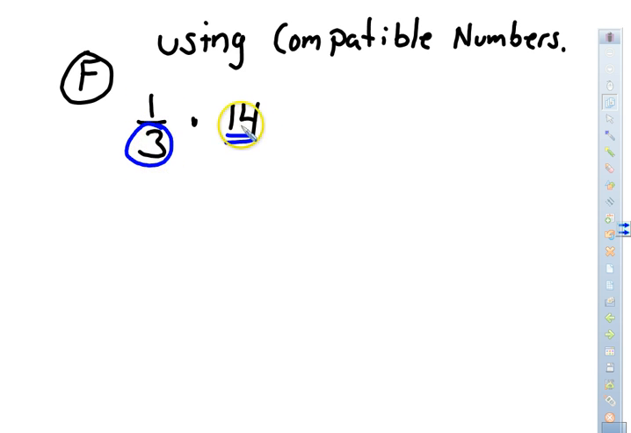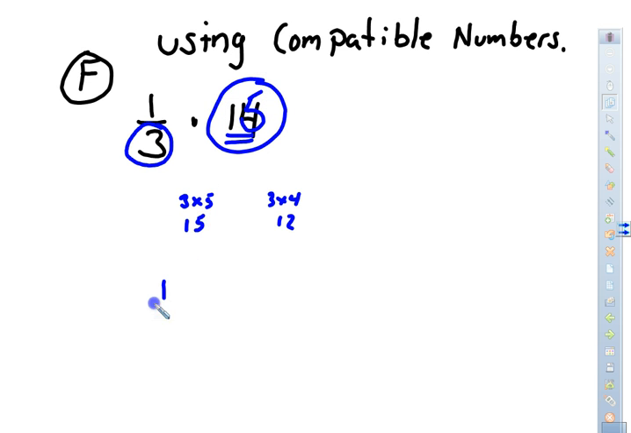So a number that's close to 14 that 3 would go into. So 3 times 5 is 15. That's the high end. We can do 3 times 4, which is 12. That's the lower end. 14 is closer to 15. So we're going to make this rounding to a 15. So 1/3 times 15. Well, what is 1/3 of 15? Well, you can simply divide that, which equals 5.